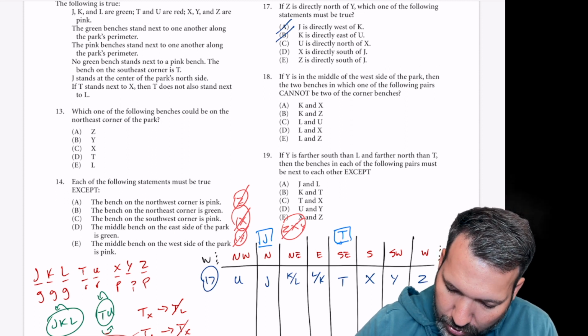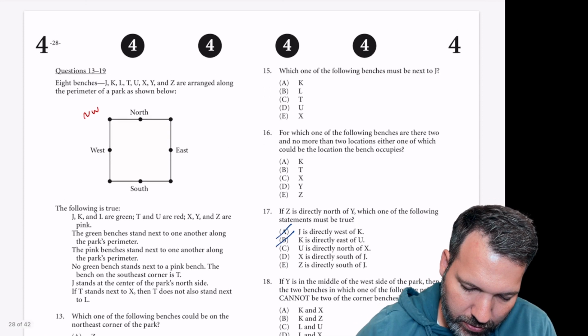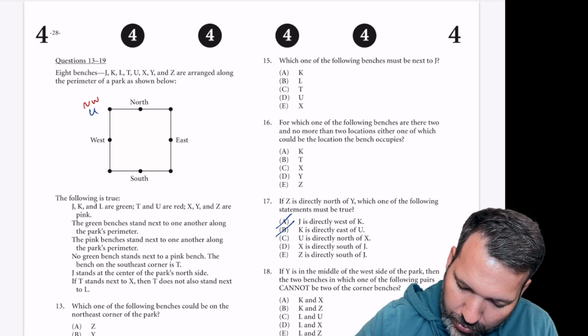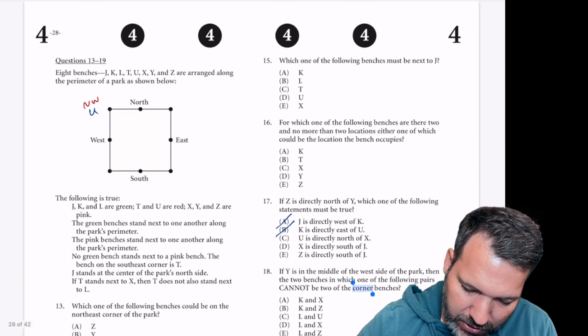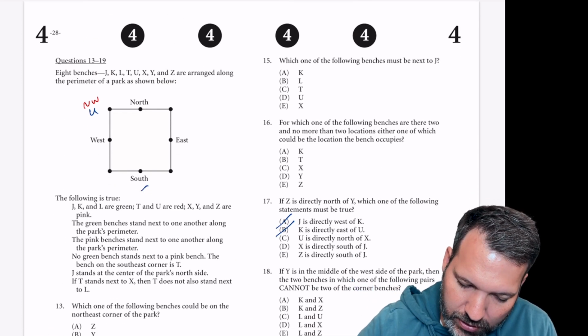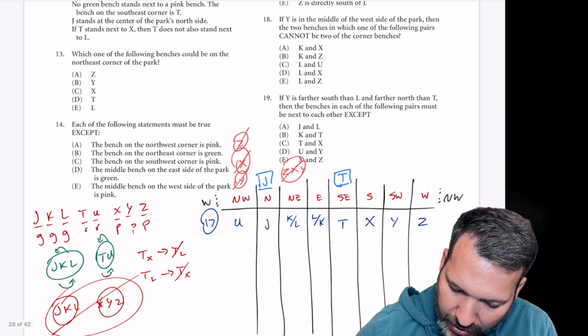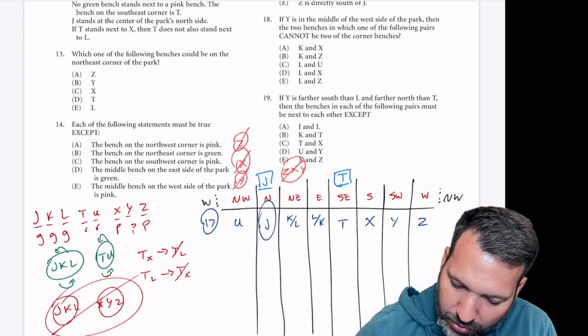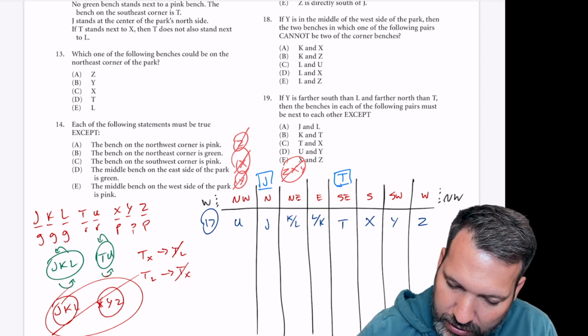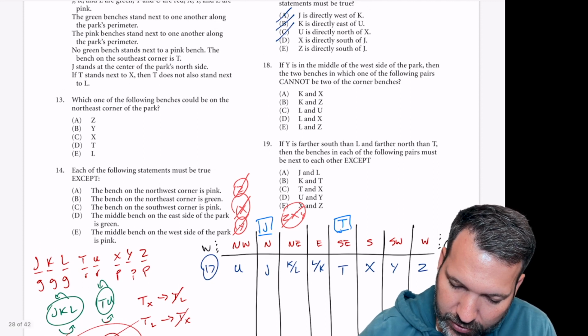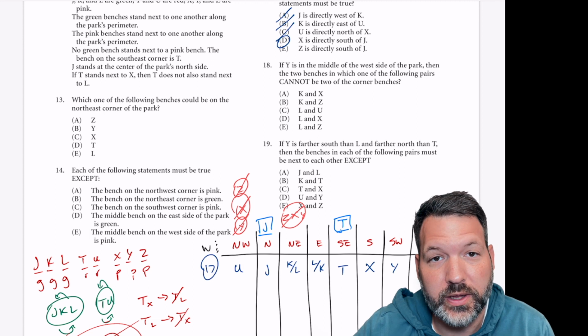U is directly north of X. No, so again, U is over here, but X we figured out has to be south in this particular case. So that's no good. X is directly south of J. Yeah, J is north, X is south, X is directly south of J is correct. Very good. Okay, so that's D.